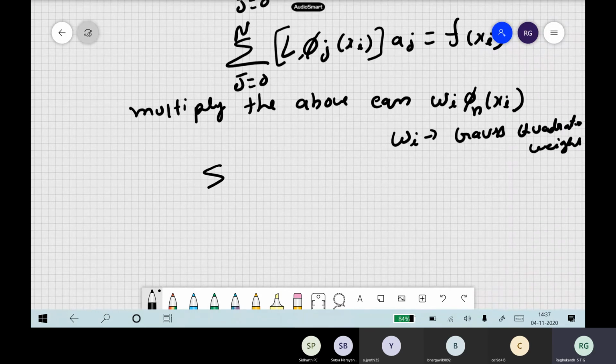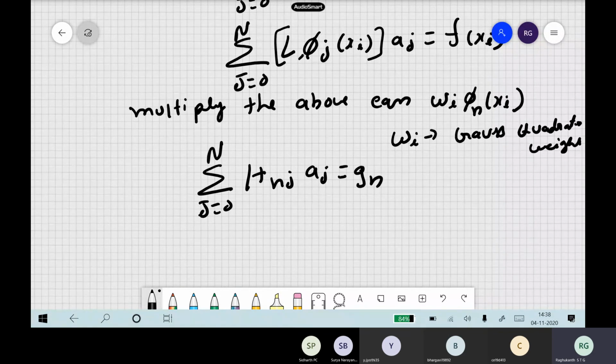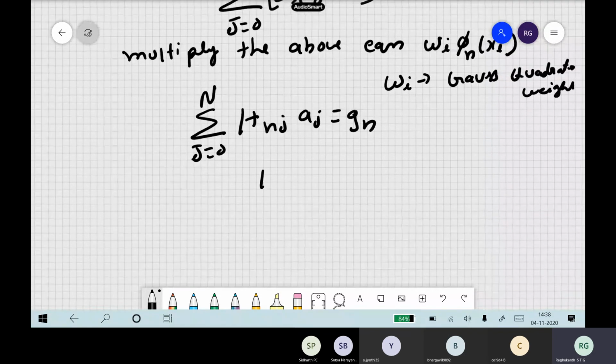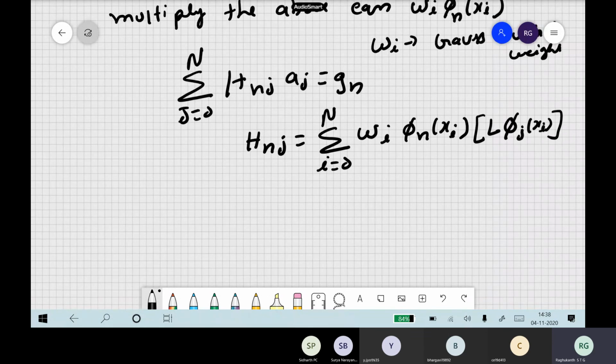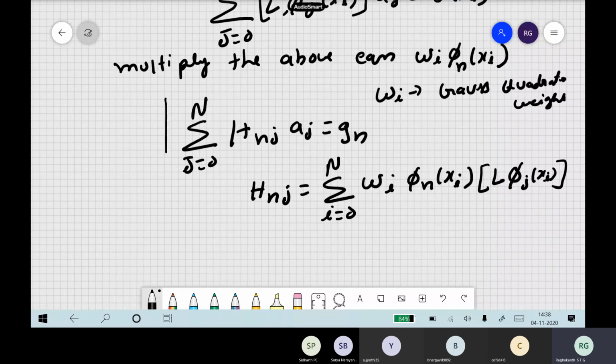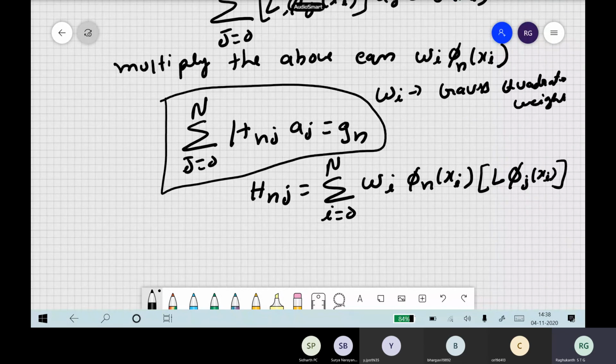Once again you can write this expression as the sum over j from 0 to n of h n j aj equal to g n, where h n j is the sum over i from 0 to n of wi phi n of xi multiplied by L phi j of xi. This is the same as the Galerkin approach itself. This is our Galerkin equation, where you write the integral, and if you solve it at these points, you will automatically get the Galerkin approach.